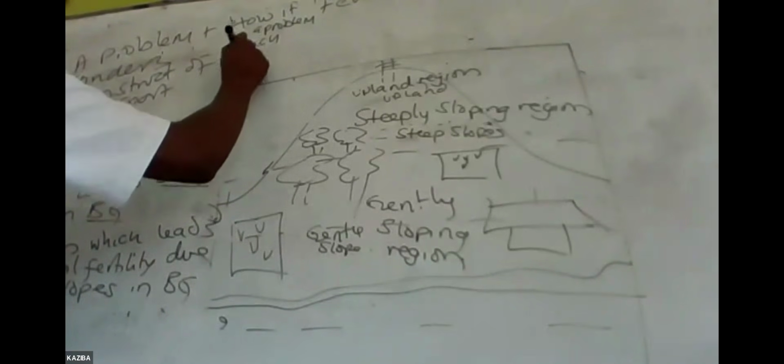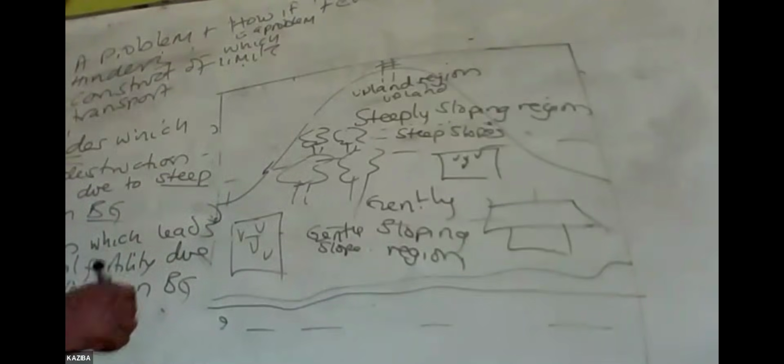You can give another problem. For example, hinders construction of transport and communication lines, which limits movement of goods and services. Reason: due to unstable slopes and rugged ground.